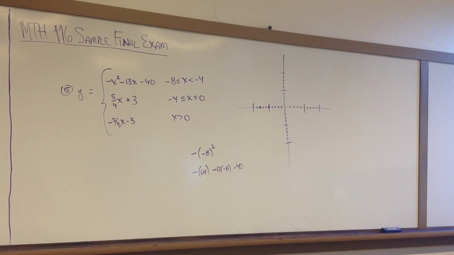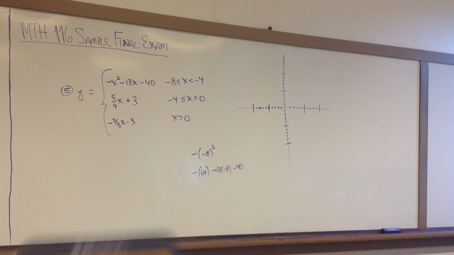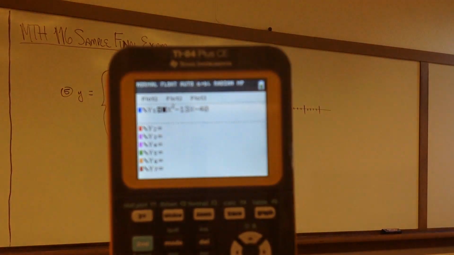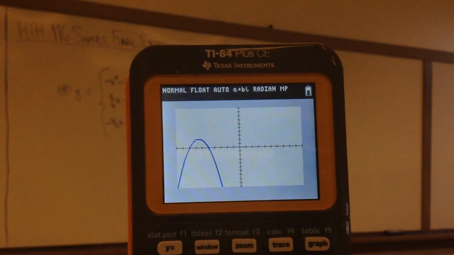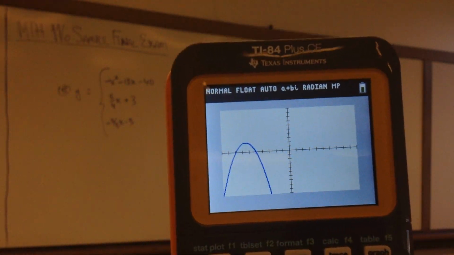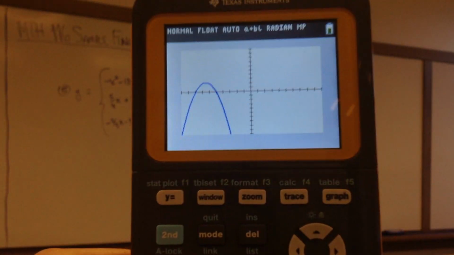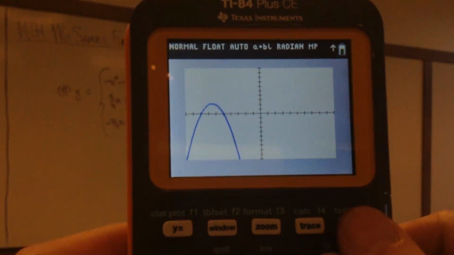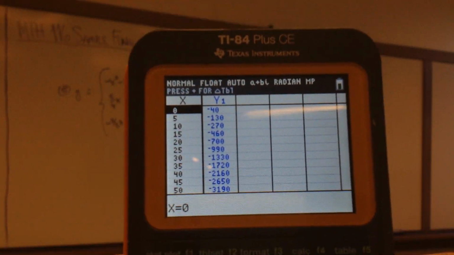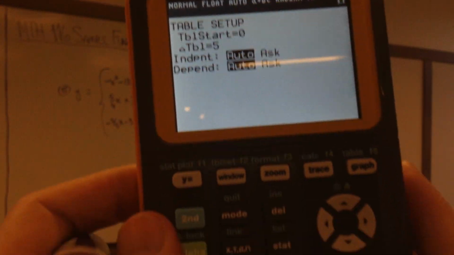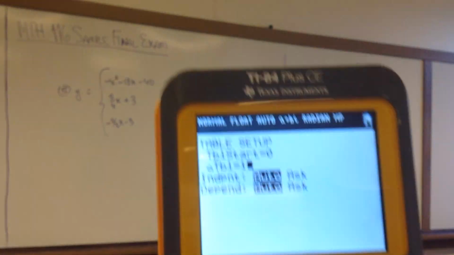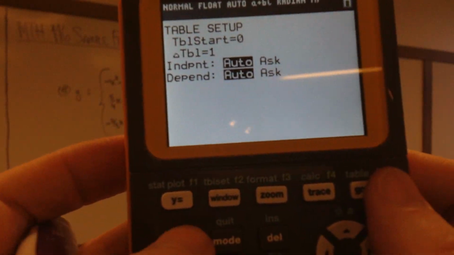So let's take a look at this on the graphing calculator here. So there's the function itself. Now if you hit graph, we'll see the parabola. So that's the part that I want to see. And the other thing you can do is you can hit second graph and go into the table. Oh, my table is a little messed up. I got to fix it. I got to put it back to counting by ones instead of counting by fives.